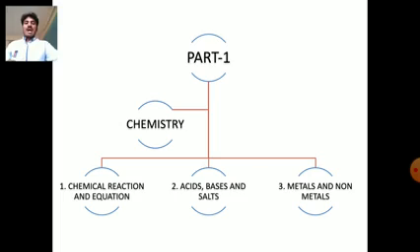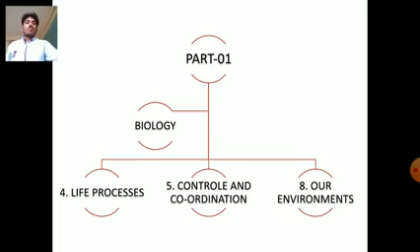The second chapter is acids, bases and salts. In this chapter, we study what acids are and what bases are, what the chemical properties of acids and bases are, and how acids and bases react with water. The third one is metals and non-metals. In this chapter, we study the physical properties of metals and the chemical properties of metals, and what happens when metals react with acids.